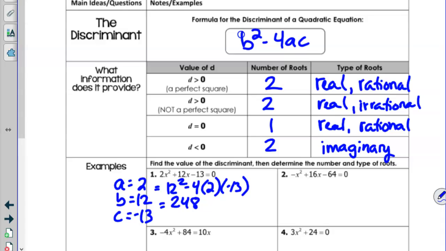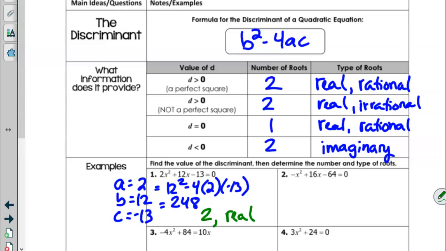So how many solutions do I get in this one? We get 2, and are they real or imaginary? So we're going to put 2 real. Wait, how is it 2? Because it's greater than 0. So you're not square rooting anything? Nope, it's just determining how many solutions you have.